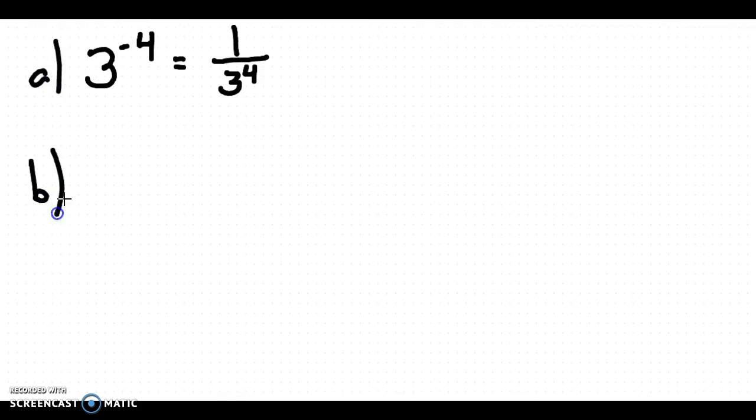So our first example, 1a, we have 3 to the negative 4th power. Write that using a positive exponent, simply 1 over 3 to the 4th power. So that was A. B has y to the negative 2. Make it 1 over y to the positive 2.